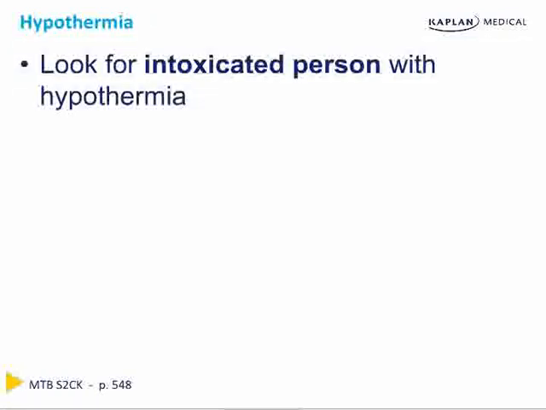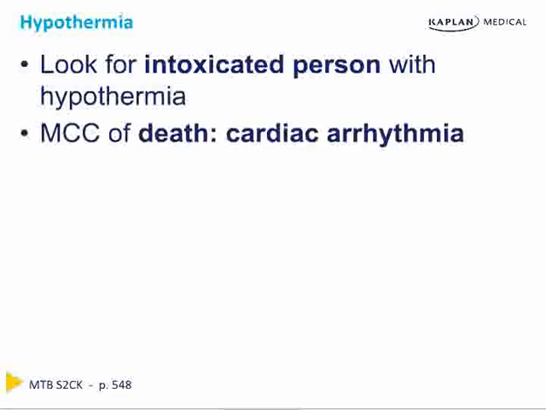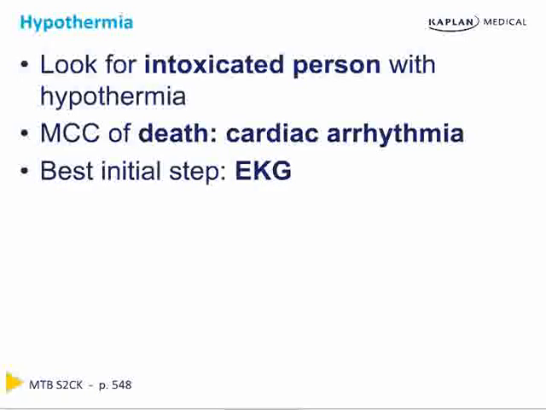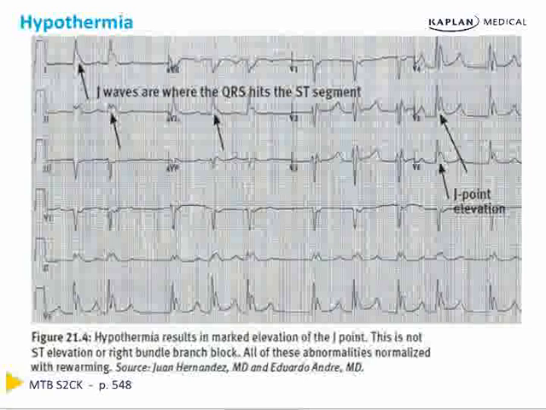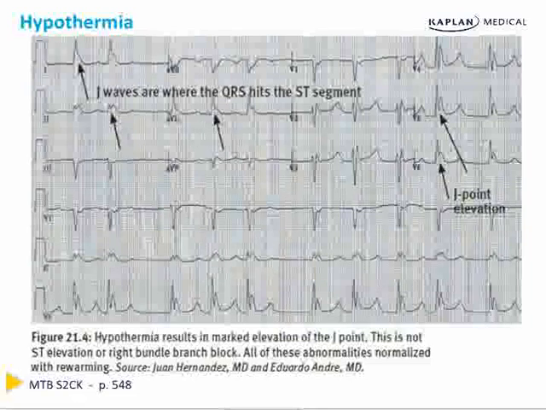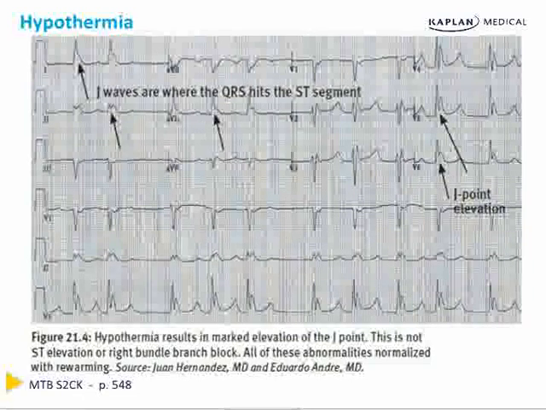When a patient displays hypothermia, look for an intoxicated person. Unintoxicated people do not fall asleep outside in cold temperatures. The most common cause of death for hypothermia is cardiac arrhythmia. Therefore, the best initial test, yeah, that's right, EKG. Now, what you must realize is on the EKG, hypothermia results in marked elevation of the J point. This is not an ST elevation or a right bundle branch block, so don't start activating the cath lab. It's just the J point elevation.